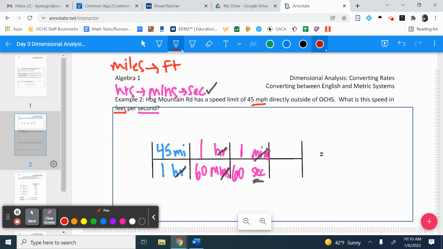Now I can just pretend like all this isn't here, because I need to go back and try and get rid of my miles. And if we look, our miles is in the numerator, so to get rid of it, it must go to the denominator. I follow my roadmap. Miles must turn into feet.